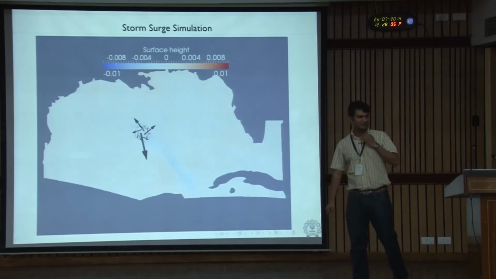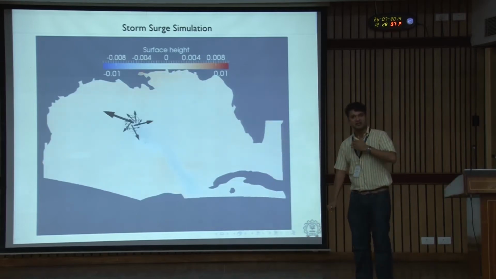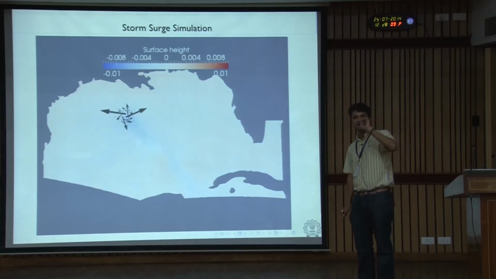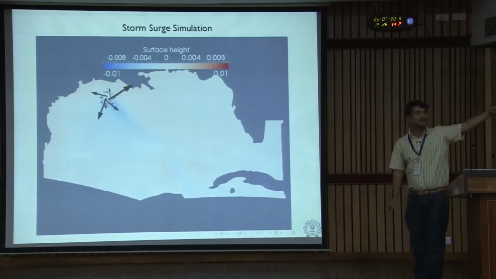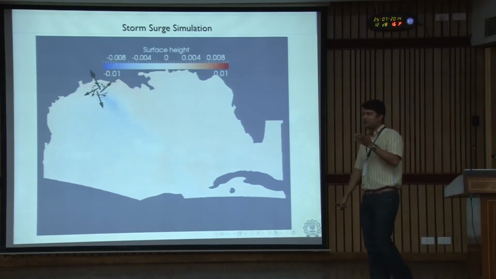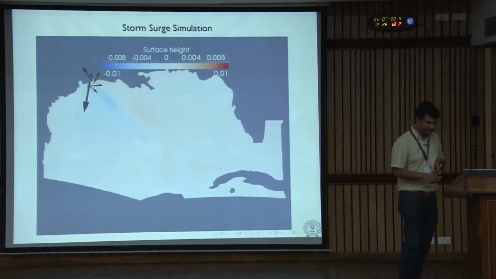Okay? The surge typically arrives much earlier than the arrival of the eye of the storm, and it also affects parts of the coast which are much further away from the eye of the storm, and this is routinely observed in meteorological calculations and observations.